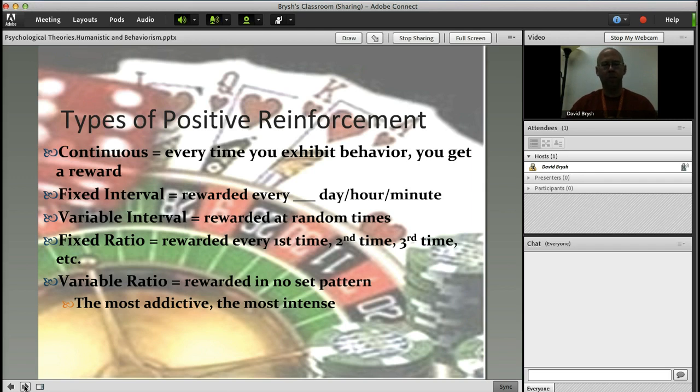A fixed interval means that you get rewarded every certain amount of time, right? So it could be every day, it could be every hour, it could be every minute, it could be every third time you do the behavior, that sort of thing, right? But a fixed interval means that there's an amount of time involved, right? So you can get a reward every day.